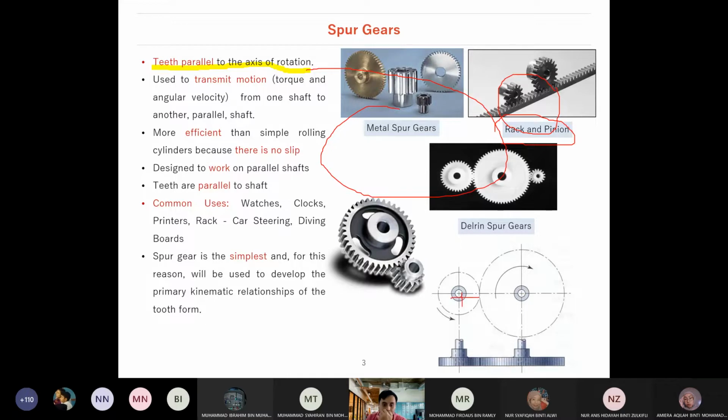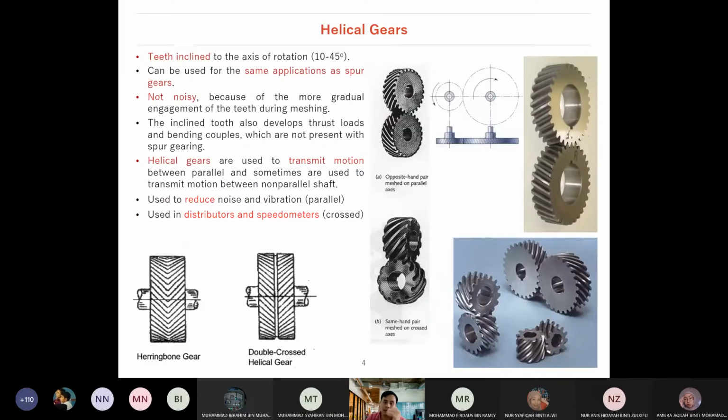So let's move on to the helical gears. Helical gears differ from the spur gear only in orientation, the teeth are inclined. The teeth incline toward a certain degree, usually 10 to 45 degrees. So this gear usually is not noisy. Why is it not noisy? Because of the more gradual engagement of the teeth during meshing. Meshing means when they start to contact each other. In other words, we call it mating or meshing. There are two terms we can use here.